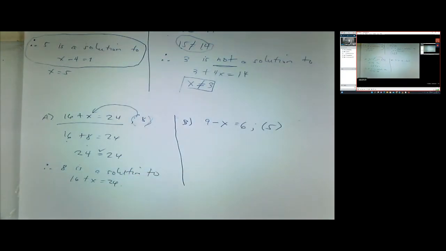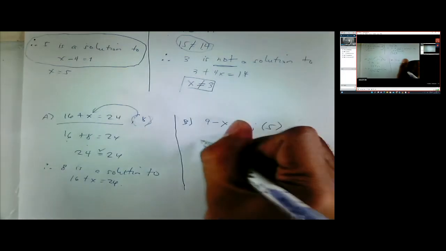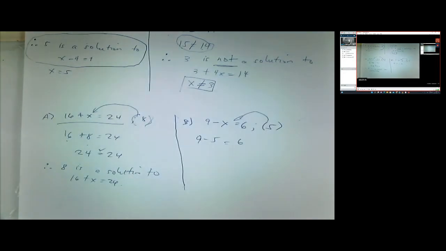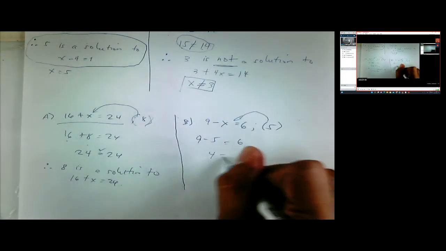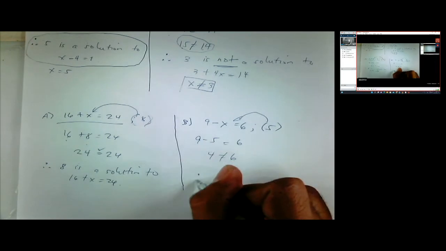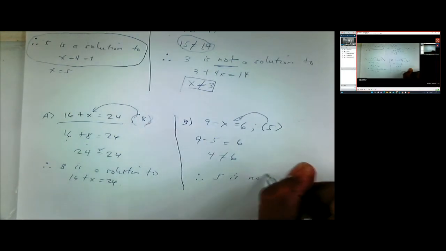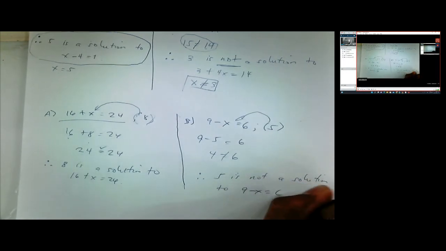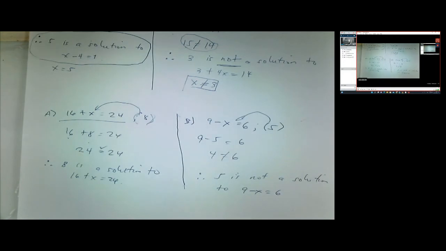Okay? How about letter B? 9 minus x equals 6. Is 5 a solution or not a solution to the given equation? It is not a solution. Very good. Because when we substitute the given value to our variable x, we will have 4 equals 6. And they are not equal. Since they are not equal, then 5 is not a solution to 9 minus x equals 6.